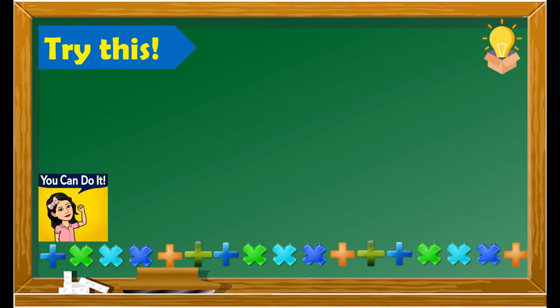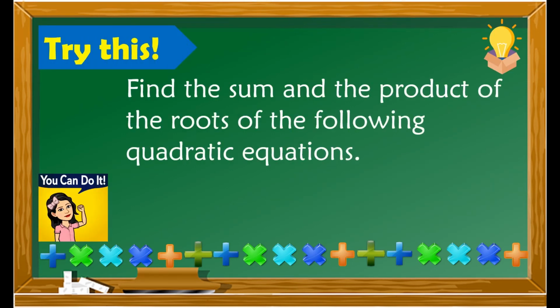Now, try this. What you have to do is just to find the sum and the product of the roots of the following quadratic equation. I will give you 2 quadratic equations, and in each given item, you will have the sum and product of the roots of the quadratic equation. Just write it in a clean sheet of paper.